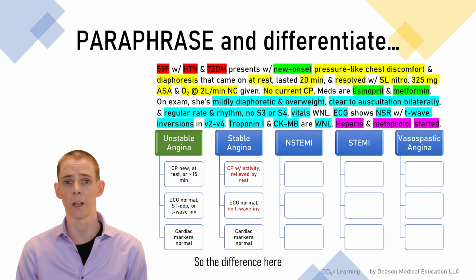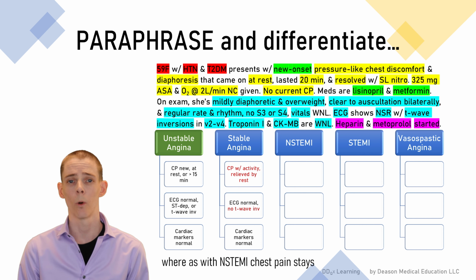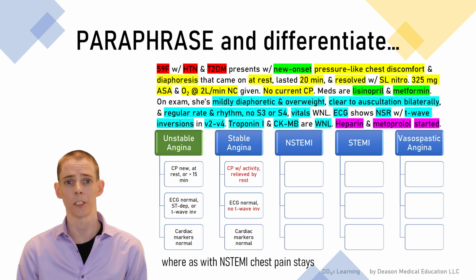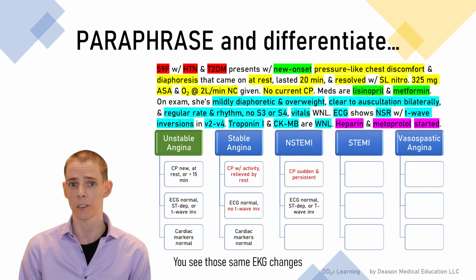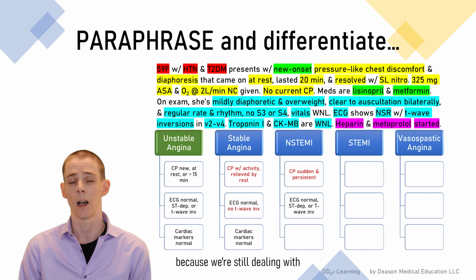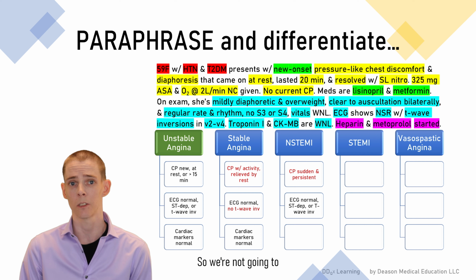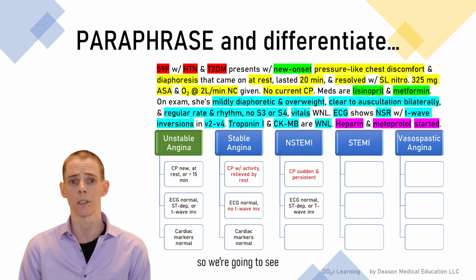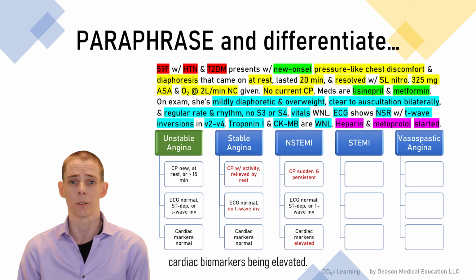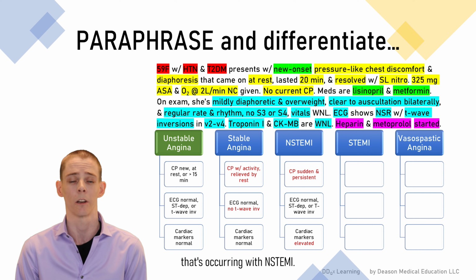So the difference here is that with unstable angina, it leads to ischemia of the surrounding tissue, whereas with NSTEMI, that chest pain stays more persistent. You see those same ECG changes because we're still dealing with less than 100% occlusion, so we're not going to see any ST elevations, but we do have infarction occurring with NSTEMI. So we're going to see cardiac biomarkers being elevated. Remember that it is subendothelial infarction that's occurring with NSTEMI.